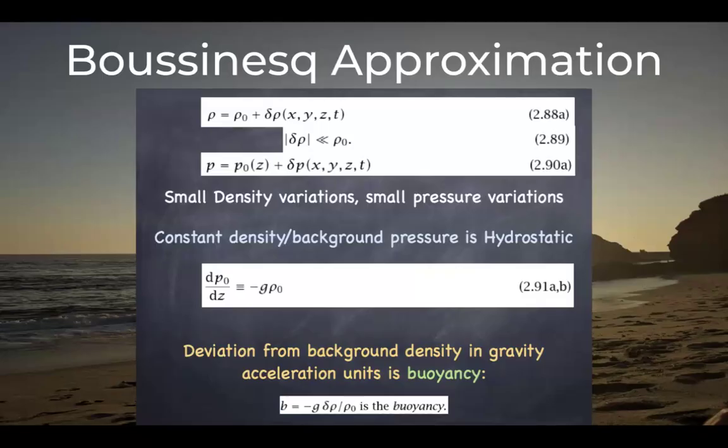And this funny ratio, which is going to appear a lot, is buoyancy. So the buoyancy is just gravity times the variation in density over the background density. So when the density is a little bit low, you're buoyant, you tend to pop up. And when it's a little bit high, you're dense, you tend to sink down.